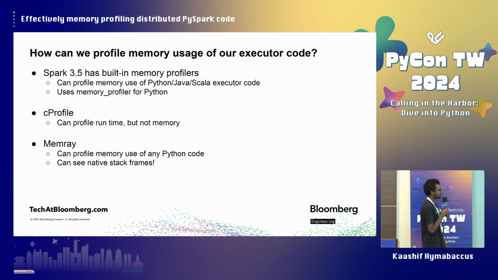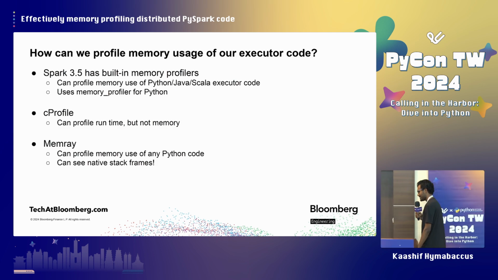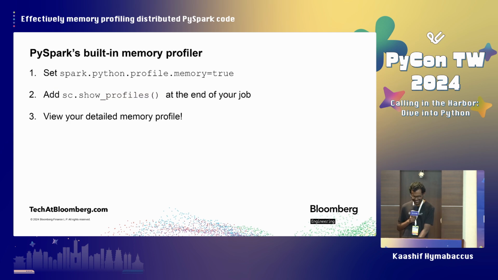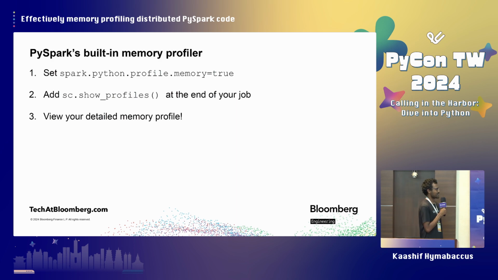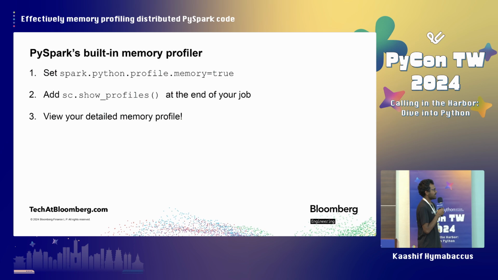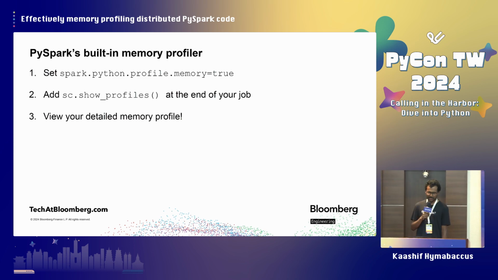And of course, Memray is what this talk is about. And spoiler alert, I'm going to go with Memray, but let's pretend to consider the first options. So PySpark has a built-in memory profiler. Like I said, you set this config value to true, Python profile memory, and at some point you call the Spark context show profiles to show the memory usage of your code by function or by line.